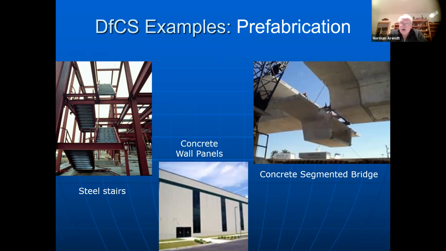You build it on the ground, you tip it up. Segmental bridges, the same thing, where you're building stuff on the ground where it's safer, and then you're lifting it into place. It's a much safer process that reduces the hazards associated with working at heights.